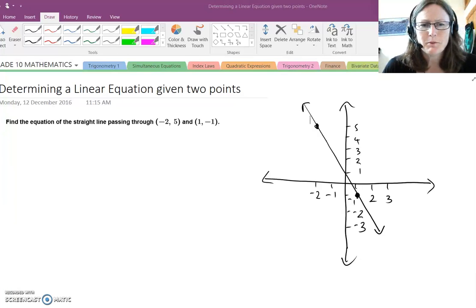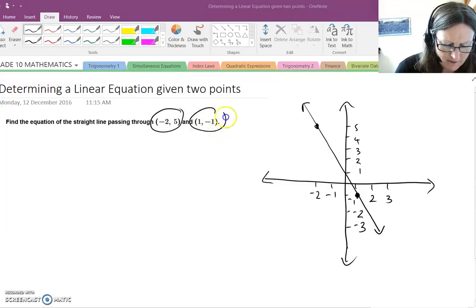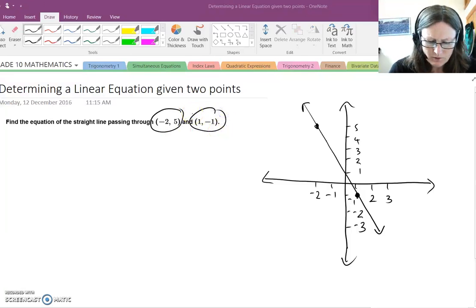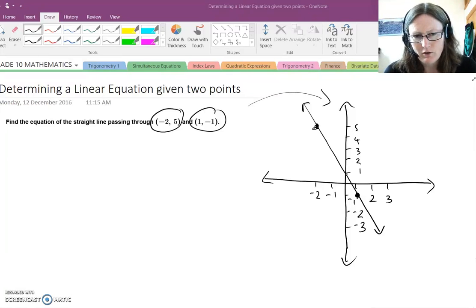Okay, how do we determine a linear equation given 2 points? So for example, we're given 2 points here. Just so that it's more visual, I've done a really rough sketch of those 2 points. So here's the first point and here's the second point, and I've joined a straight line there for the equation of that linear graph. But how do I determine the equation of this?